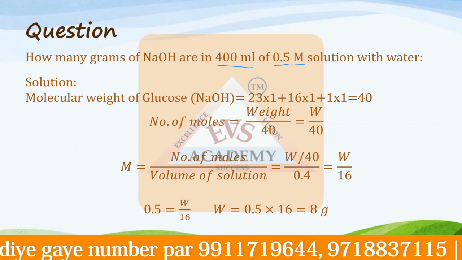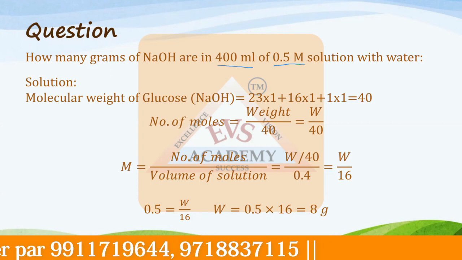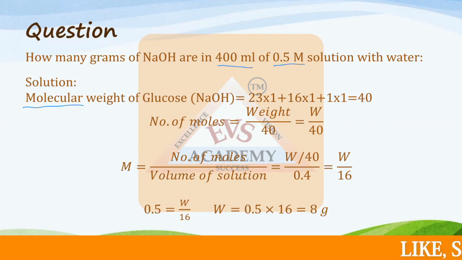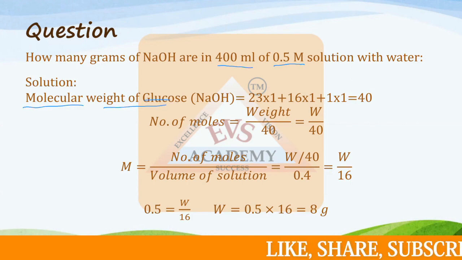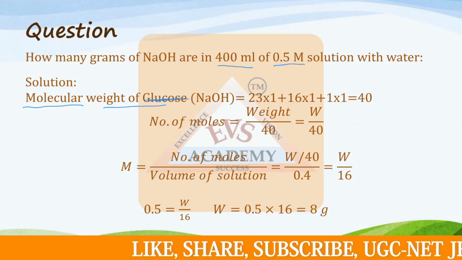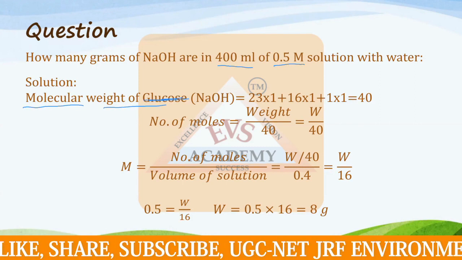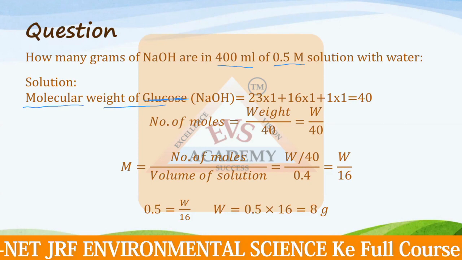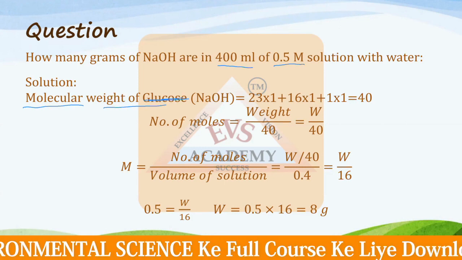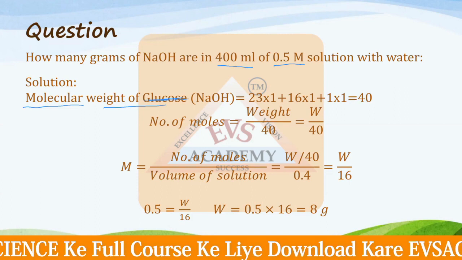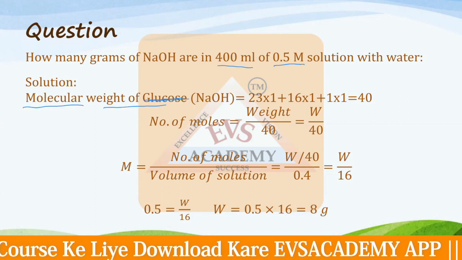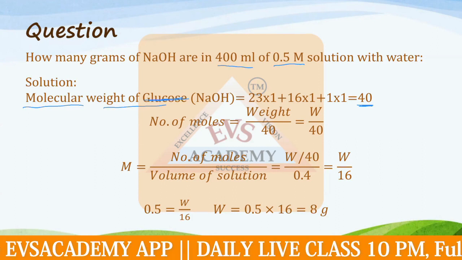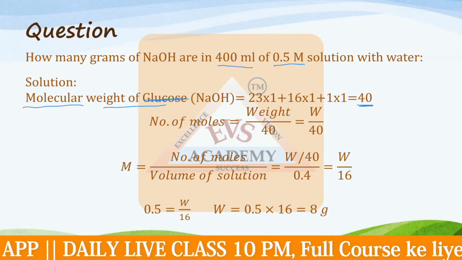So how to solve this? This time again you will need the molecular weight of NaOH. So I'm calculating the molecular weight of NaOH, not glucose. The molecular weight of sodium is 23, multiplied by 1, because only one atom of sodium is present here, plus 16, the molecular weight of oxygen, multiplied by 1, plus 1 multiplied by 1, the molecular weight of hydrogen. So 23 plus 16 is 39, plus 1 equals 40. 40 is the molecular weight of NaOH, sodium hydroxide.